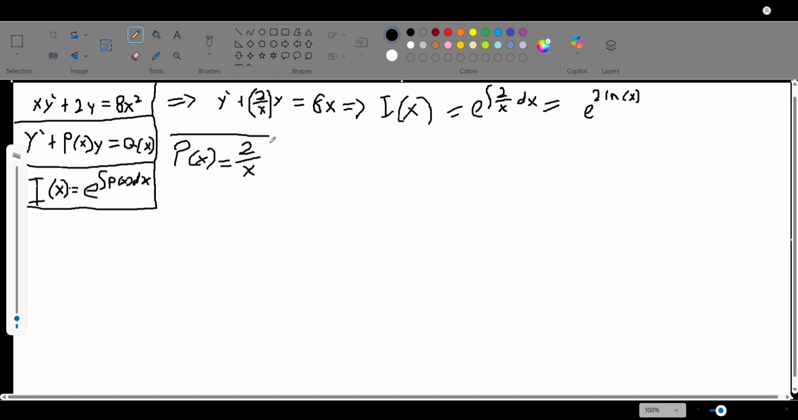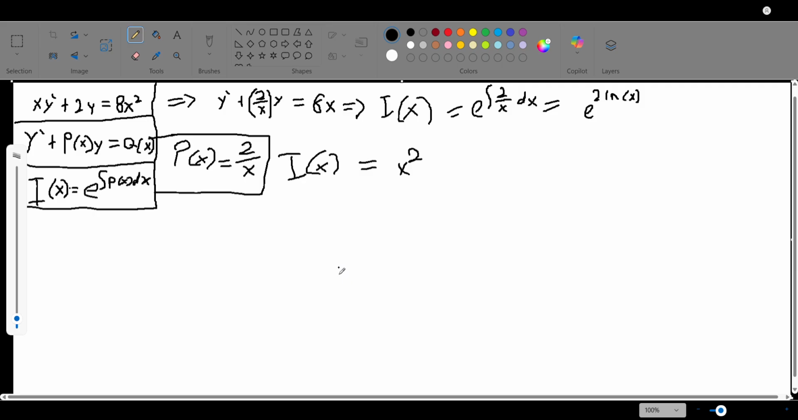So just do this. Our integrating factor, I of x, is equal to e to the 2 ln x. The ln and the e cancel, so we're left with x. The coefficient becomes the exponent, which is x squared.